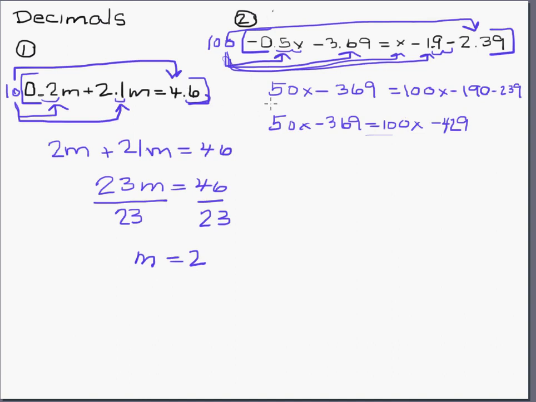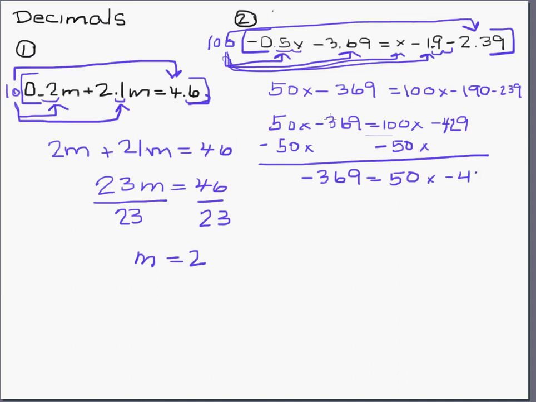Okay, so now we have x terms on opposite sides. So let's move variables together. Let's subtract the 50x, because that's easier than subtracting 100 from 50. I like to have positive values to work with. Here I have negative 369 equal to, now I have 50x minus 429. Now we're down to a two-step equation.